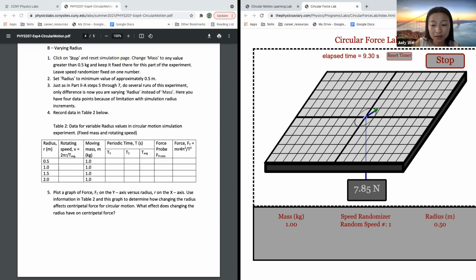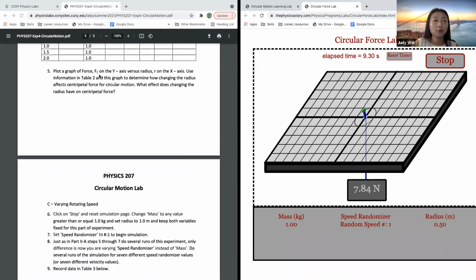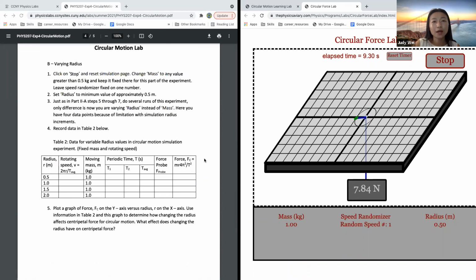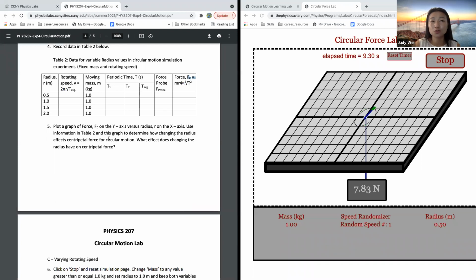Okay, so I think we can check, because then you plot the graph of force versus the radius, and then determine the relationship. Remember, we have this force, we have this equation. So if we do Fc versus R, it's still m 4 pi squared over T squared. So all these are constant. So still we'll get a linear relationship between the centripetal force and the radius.